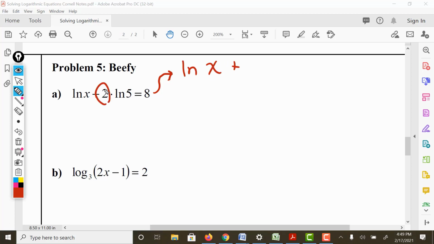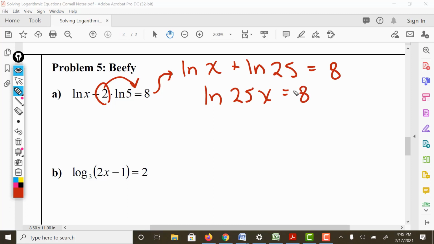Remember, this 2 goes back up as an exponent. 5 squared would be 25. Addition means multiplication, so I get 25x. Recall that natural log is log base e. So if I do ELB, the exponent is the logarithm of the base.